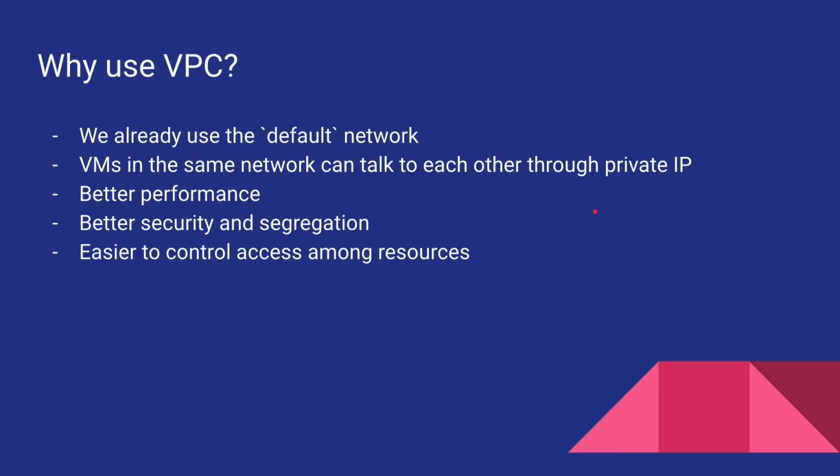So why do we use a VPC? First of all, by default, we are using a VPC anyway. Like if we create a VM in Google Cloud Platform, it's part of the default network. When we have a VPC, that means all these virtual machines in that same VPC can talk to each other through the internal IP. That means no traffic leaves the network between them, and that means better performance, better security, and better segregation. Better segregation would mean, let me show you an example.